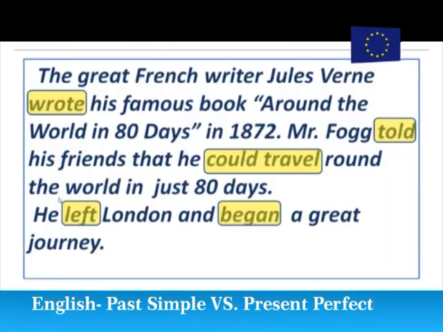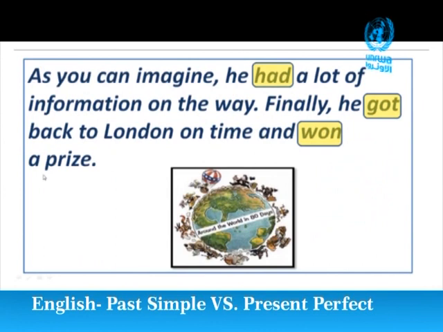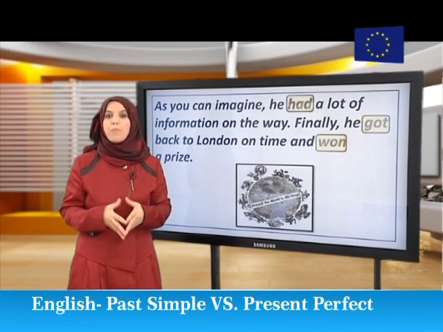The great French writer Jules Verne wrote his famous book, Around the World in 80 Days, in 1872. Mr. Fogg told his friends that he could travel around the world in just 80 days. He left London and began a great journey. He went a lot of the way by ship and by train. However, he rode an elephant for a short time, and he flew in a hot air balloon too. As you can imagine, he had a lot of adventures on the way. Finally, he got back to London on time and won a prize.